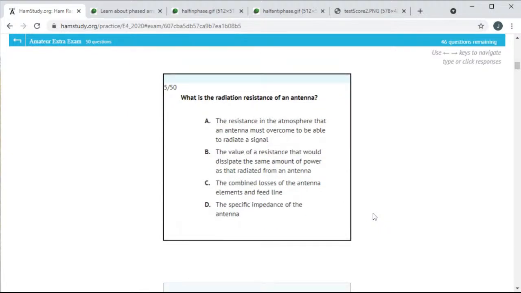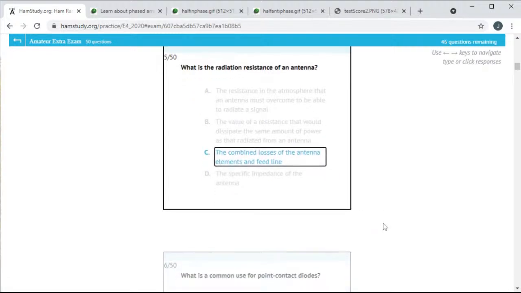What is the radiation resistance of an antenna? A, the resistance in the atmosphere that the antenna must overcome to be able to radiate a signal. B, the value of resistance that would dissipate the same amount of power as that is radiated from an antenna. C, the combined losses of the antenna and the feed line. D, the specific impedance of the antenna. I'm going to go with C.